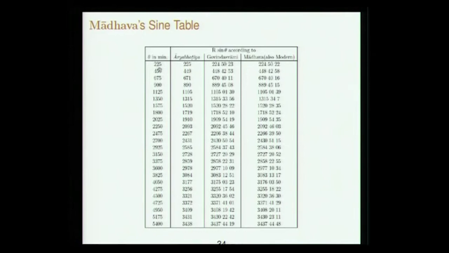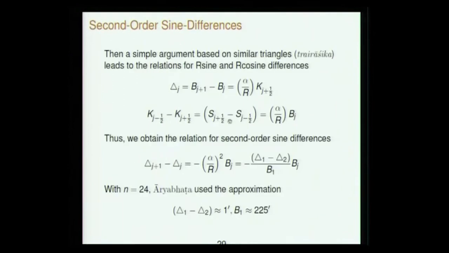We have seen that sine table earlier, but let's see. Aryabhatta's sine for 225 minutes is 225 itself. The first sine difference is 224 minutes. The second sine difference is 222 minutes. The third sine difference is 219 minutes. Like that it goes. Now what does Nilakantha do? He derives this equation, which is exact.